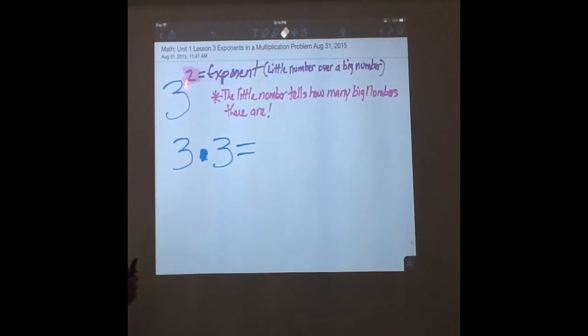So let's just think of what this little number means. What is it called? It's called an exponent. And when that little number is over a big number, the little number tells us how many big numbers there are. So in this case, it's 3 to the second power, or 3 squared. That means we have two big 3's with a multiplication sign between them. Everybody remember that from last time? That's fantastic. Now, let's change the problem slightly.